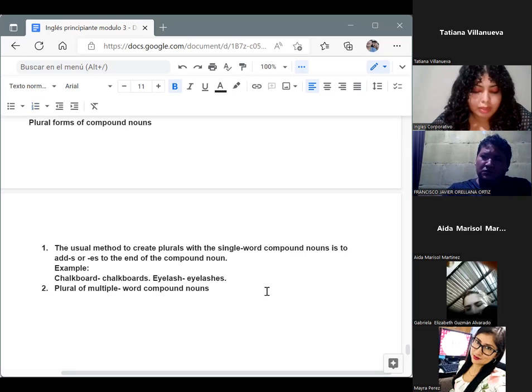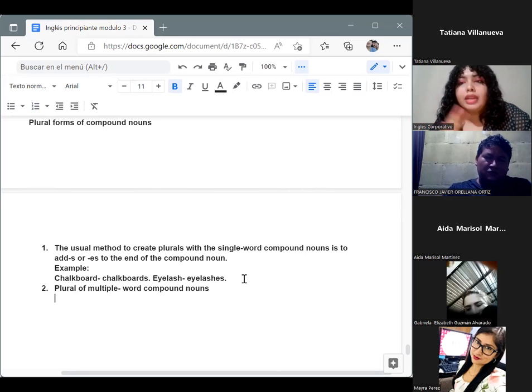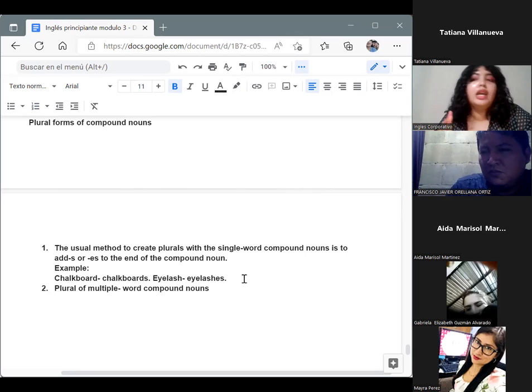And here we have some examples. Remember that I was saying that we are going to write all of the words, and then tomorrow we are going to give the Spanish meaning. Mañana vamos a dar todos los significados en español. Right now we are just going to write the examples.